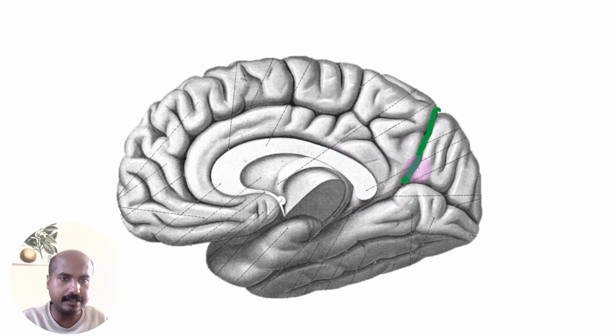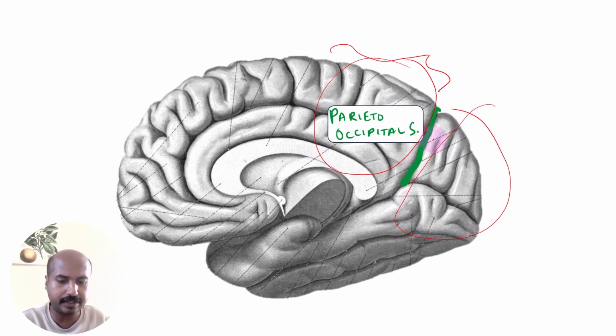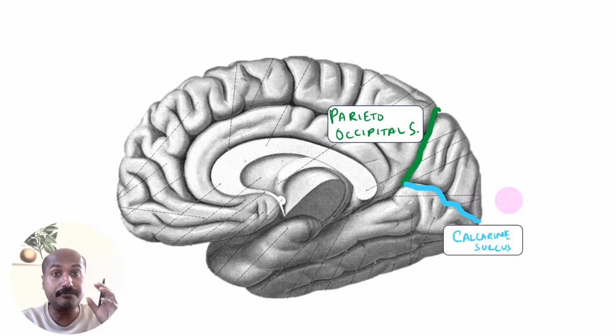What you are seeing here is the Parieto-occipital sulcus, because that is between the parietal lobe over here and the occipital lobe over here. So it is kind of a landmark between these two. And over here you can see another sulcus. This is known as the Calcarine Sulcus. It is a very deep sulcus, and it is also very important because this sulcus is related to the visual cortex.